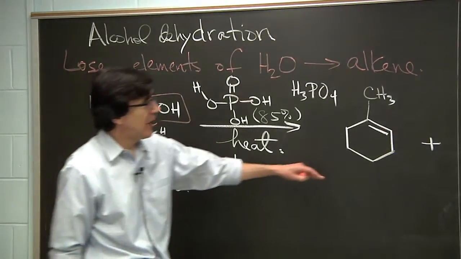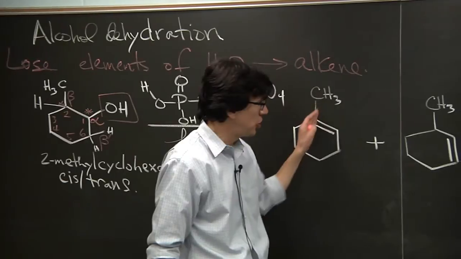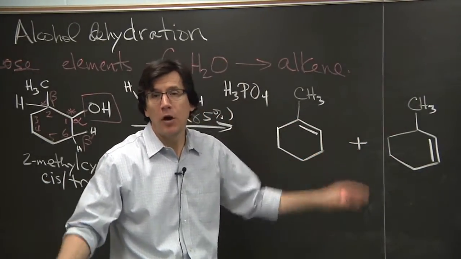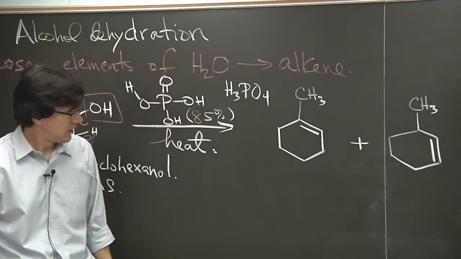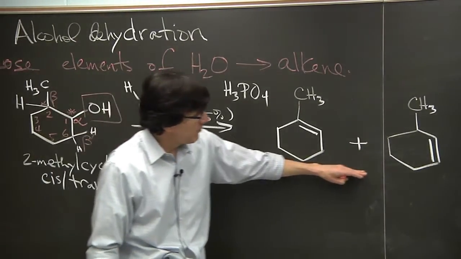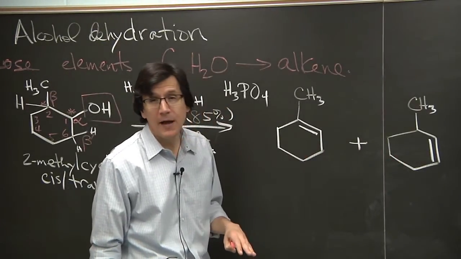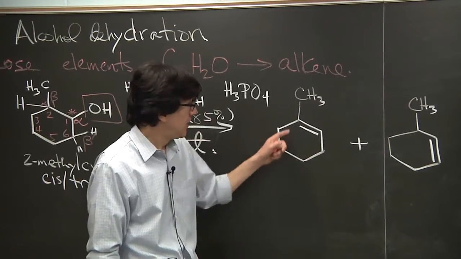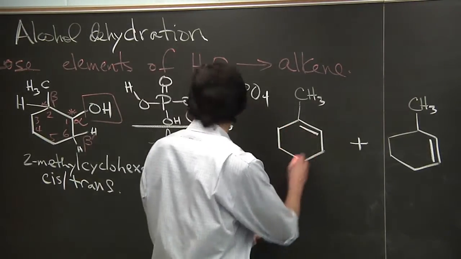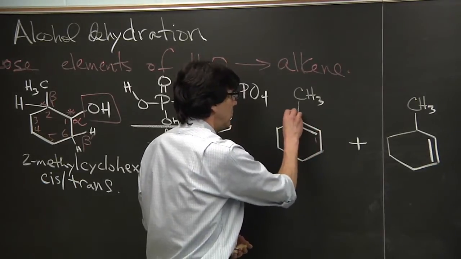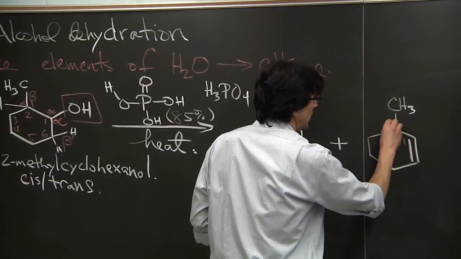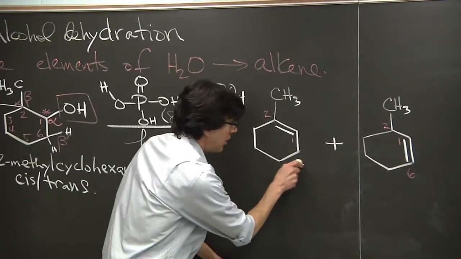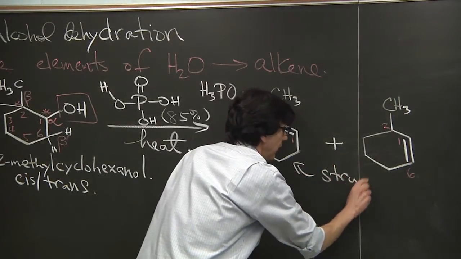What I would like you to tell me next is, what is the relationship between these 2 products? What are they to each other? They have the same molecular formula, but they're not identical. They actually have different atomic connectivity. Here there's a double bond between carbon 1 and carbon 2, whereas here there's a single bond between 1 and 2 and a double bond between 1 and 6. So these are structural isomers.